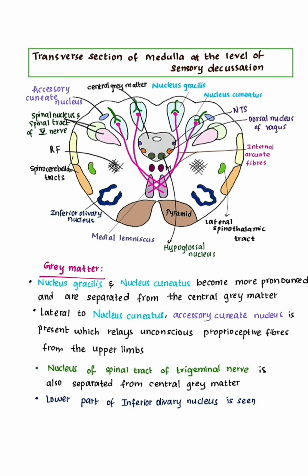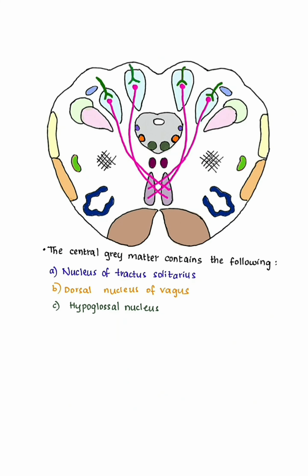Lateral to nucleus cuneatus, accessory cuneate nucleus is present. Accessory cuneate nucleus relays unconscious proprioceptive fibers from the upper limbs. Nucleus of spinal tract of trigeminal nerve is also separated from the central gray matter. Lower part of inferior olivary nucleus is seen.